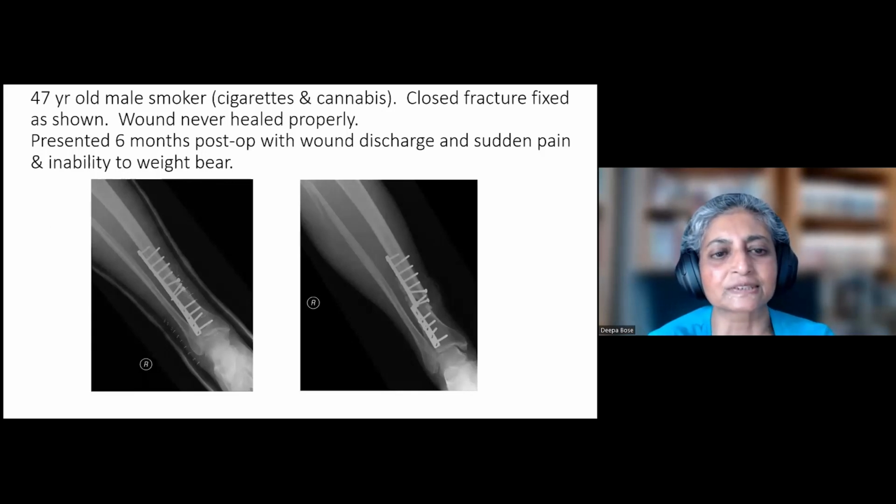Okay, so the next question is this. A 47-year-old male smoker, cigarettes and cannabis, had a closed distal tibial fracture, and he was treated with open reduction and internal fixation. So the first post-operative x-ray is the x-ray that you can see on the left-hand side. But his wound never healed properly, and he presented 6 months post-operatively with discharge from the wound and sudden pain and inability to weight bear. Okay, so once you've had a look at the x-rays and you've considered the history, then we can bring up the poll.